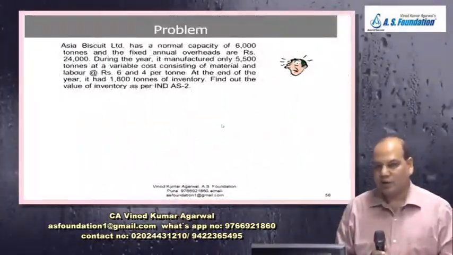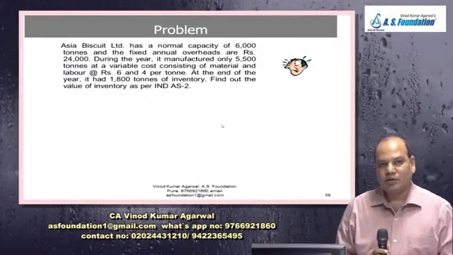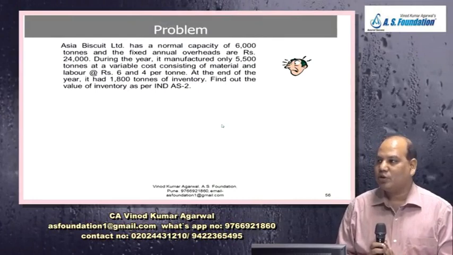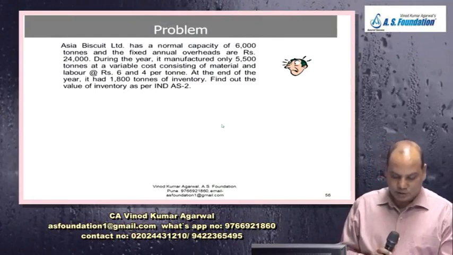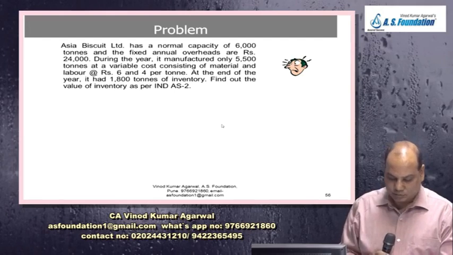So if you are showing inventory as expense, then there are two choices. It can be based on nature or it can be based on function. Whereas in IND AS 2, only nature wise classification is allowed.